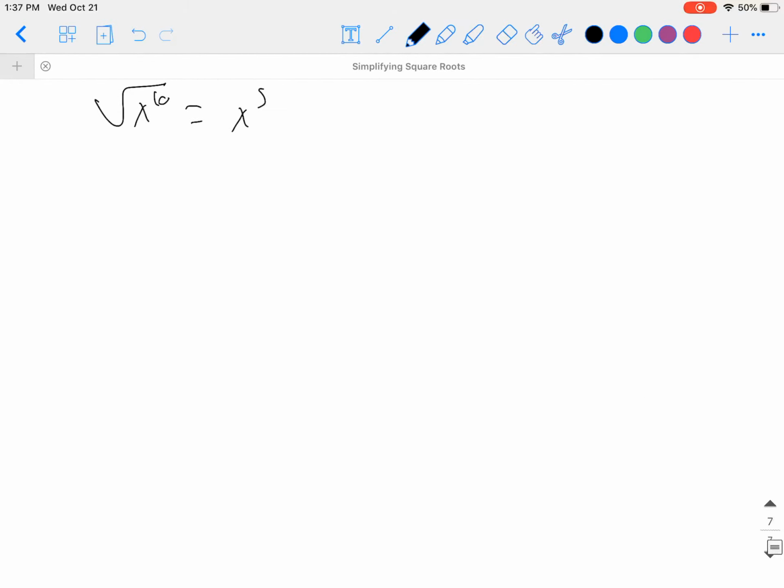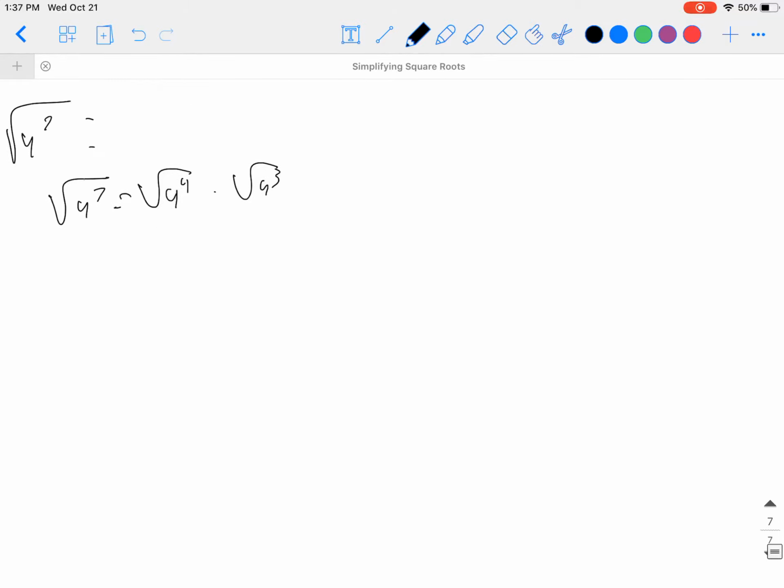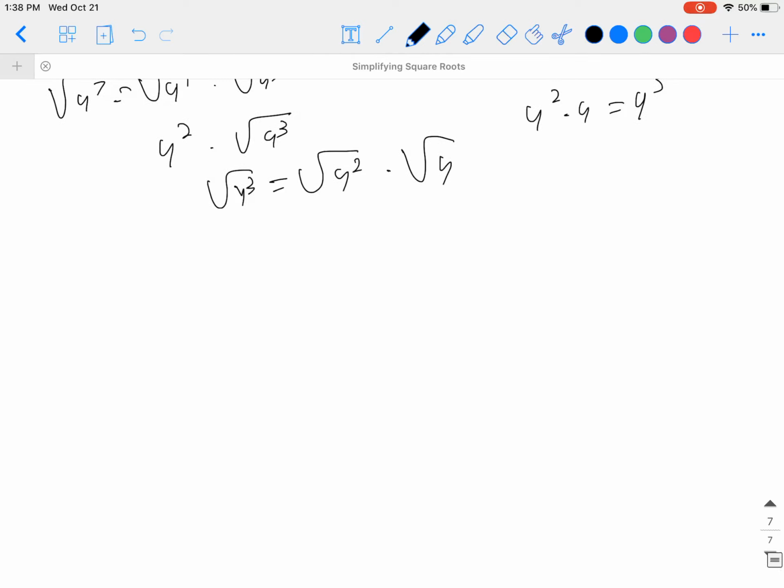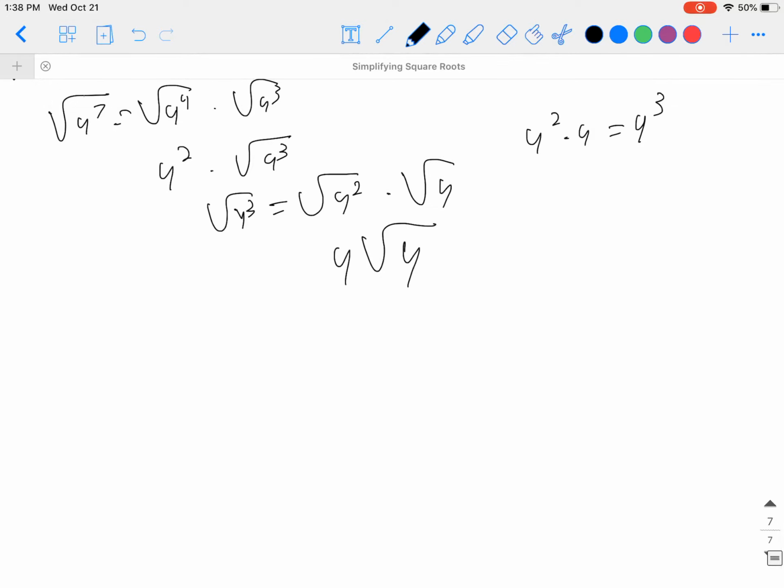We now move on to y to the 7th. We can write this as the square root of y to the 7th equals square root of y to the 4th times square root of y cubed. Square root of y to the 4th is y squared, times the square root of y cubed. Square root of y cubed can be written as the square root of y squared times the square root of y, since y squared times y equals y cubed. Square root of y squared is y. The square root of y is always simplified. Plugging this back in right here, we get y squared times y square root of y, giving us y cubed root y.